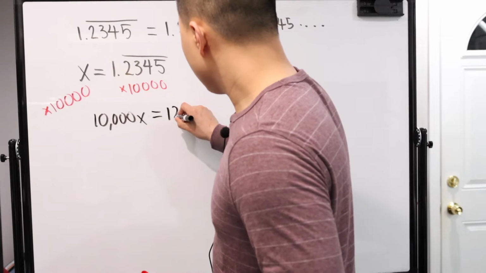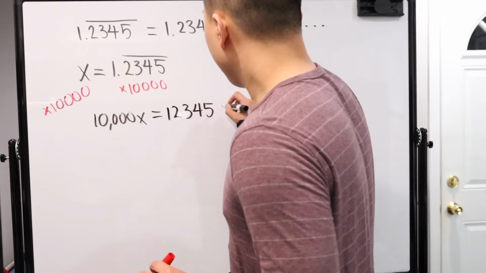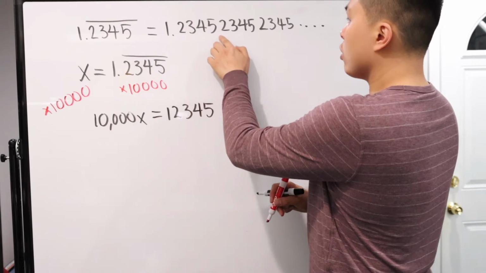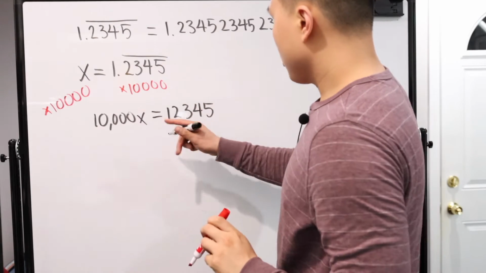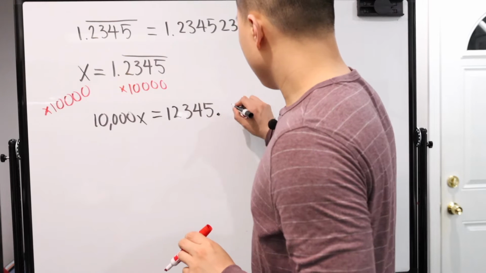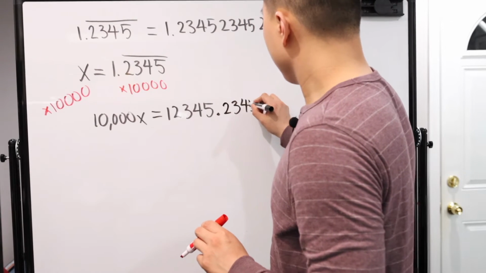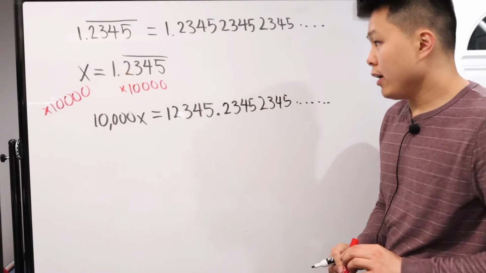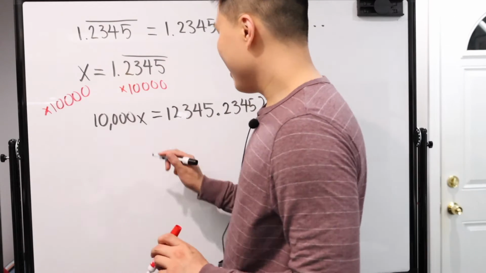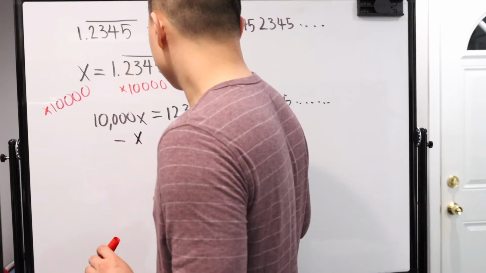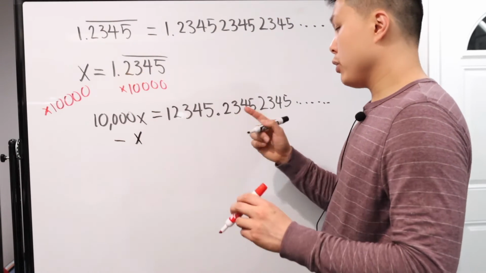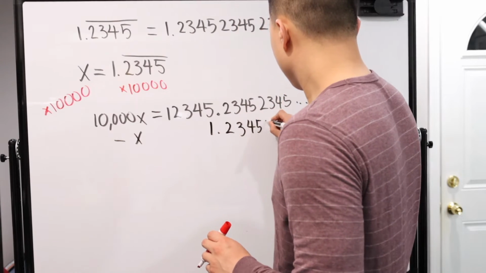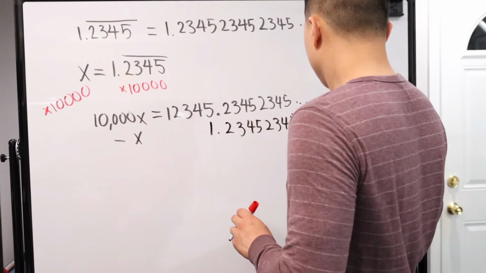You have 1, 2, 3, 4, 5. And think about it this way. You're moving the decimal place 4 times. 1, 2, 3, 4. So all of a sudden, these guys are all in the back, right? So it's going to be 1, 2, 3, 4, 5 decimal place, then 2, 3, 4, 5, 2, 3, 4, 5, and on and on. Okay? Well, when we subtract x, that means we're subtracting 1.2345 on and on. So it's going to be 1.2345, 2, 3, 4, 5, on and on.